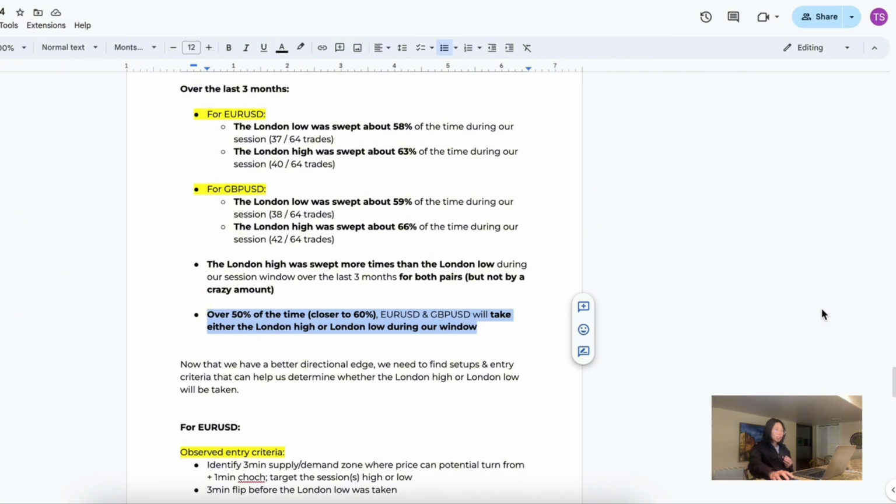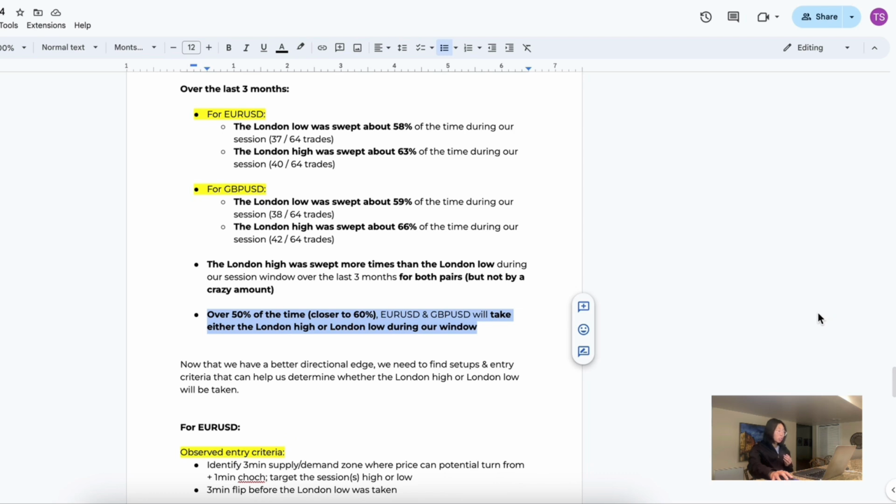And now I just need to incorporate that with market structure to see which scenario is more likely. So that's going to be my directional edge. That is the major change that I made to the strategy here, incorporating the session highs and lows of London. With that, I also wanted to refine the entry criteria, and that is still something I'm working on.